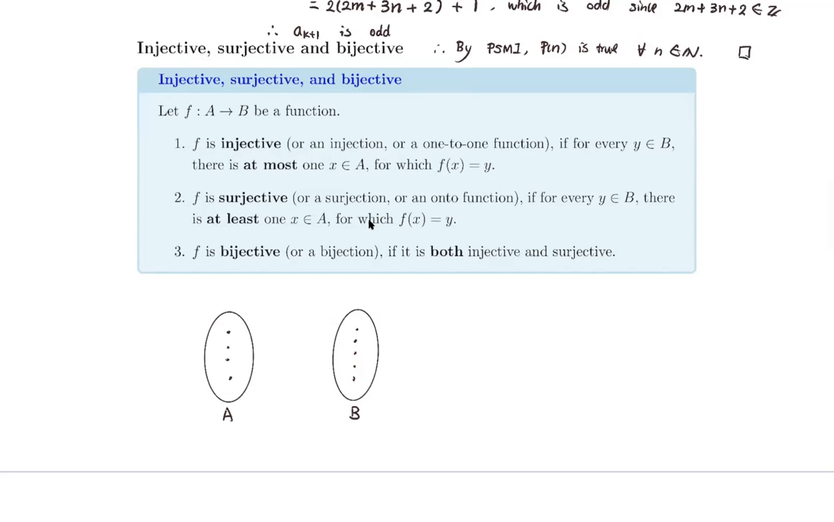At most one x in A means that you cannot have more than one x from A mapped to the same element in B. So you cannot have this. You can only have one map to it. You can have 0 elements from A mapped to it, but you cannot have more than one. So for example, let me draw injective. So this would be injective.